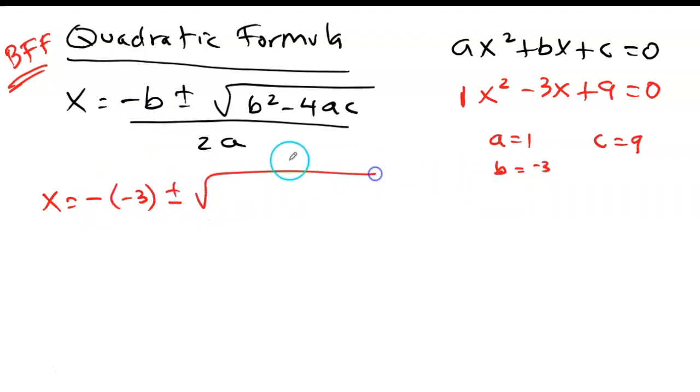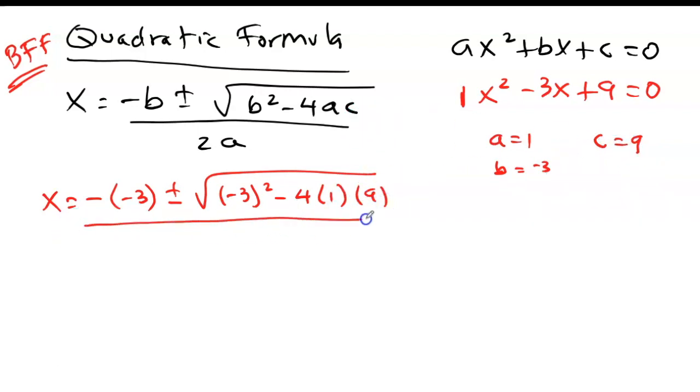Plus or minus the square root of b squared: negative 3, in parentheses, squared. Minus 4 multiplied by a. A is 1. And the c, right, is 9. Everything over 2 times a from the denominator, 2 times 1. And now I just need to solve all this.